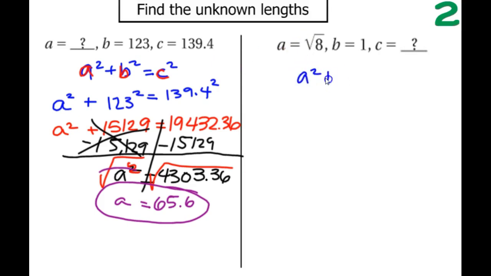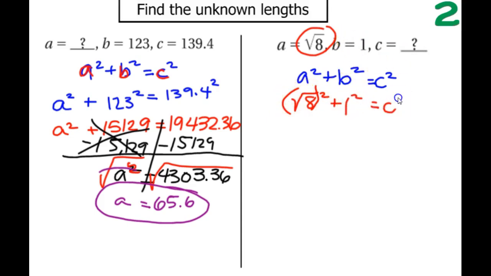Alright, next one, let's use a squared plus b squared equals c squared. We know a is the square root of 8. So we have the square root of 8 squared. Notice this whole thing is really squared, so it's not 8 squared, it's the square root of 8 squared. B is 1, so 1 squared. And c we don't know, so we'll leave it as c squared.